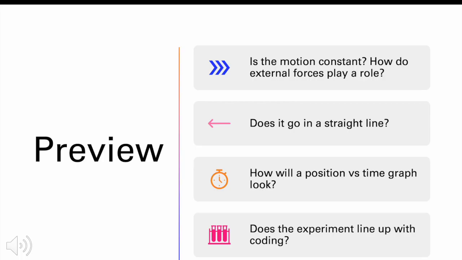To preview the lab, we can talk about this. Is the motion constant? Do external forces play a role? Does it go in a straight line? How does the position versus time graph look? And does the experiment line up with the coding? To answer those questions, the motion won't be constant due to gravity, and external forces such as drag and gravity will play a role in this experiment. It will go in a straight line because there is no net force applied horizontally. A position versus time graph will look more curved than the initial straight line we're used to seeing, and the experiment will line up with the code as all three versions will have that curved shape.